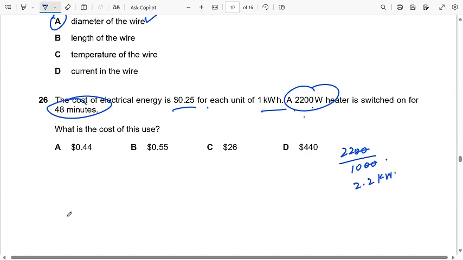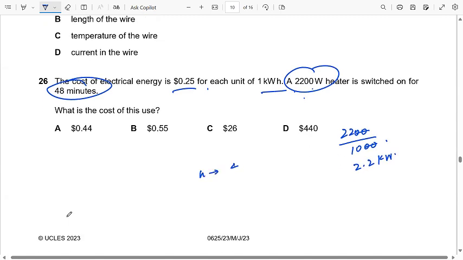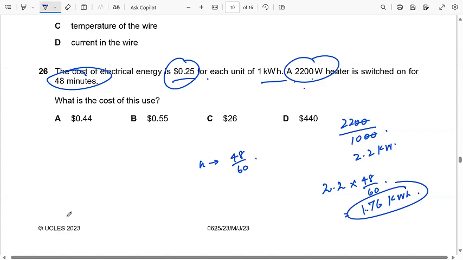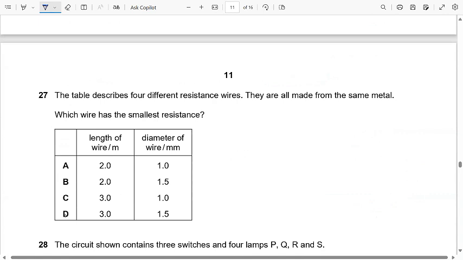2.2 किलोवाट, और आवर्स में हो जाएगा 48/60, तो ये गेट किलोवाट आवर्स में 2.2 into 48/60, क्या आंसर आएगा? इसको आप करेंगे तो ये जो भी आएगा ये आपके पास किलोवाट आवर्स यूज। अब 1.76 किलोवाट आवर्स बन रहे हैं और कॉस्ट ऑफ इलेक्ट्रिसिटी इज $0.25. So 1.76 into 0.25 will give you what? That will give you 0.44.